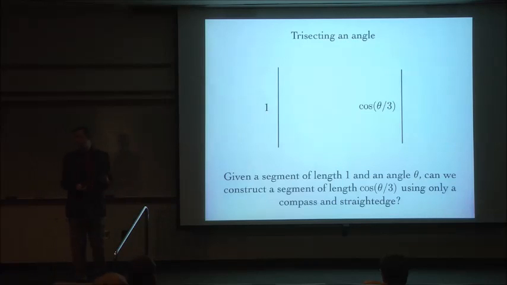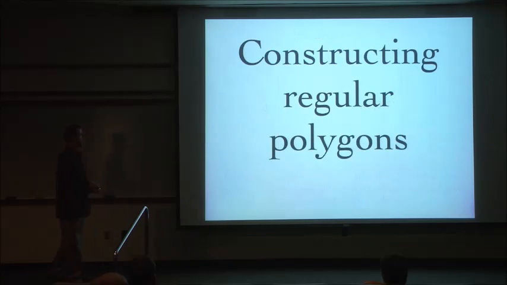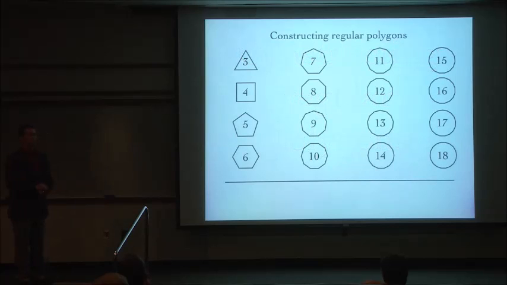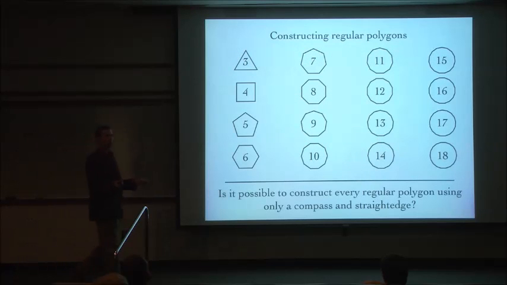Okay. And lastly, we have one more problem. It's actually a family of problems: constructing regular polygons. If you were handed a compass and straight edge, you could be asked to construct an equilateral triangle, or a square, or a pentagon, or a hexagon, or whatever. And so, are we able to do these? Are we not able to do these? Can we do some and not others?